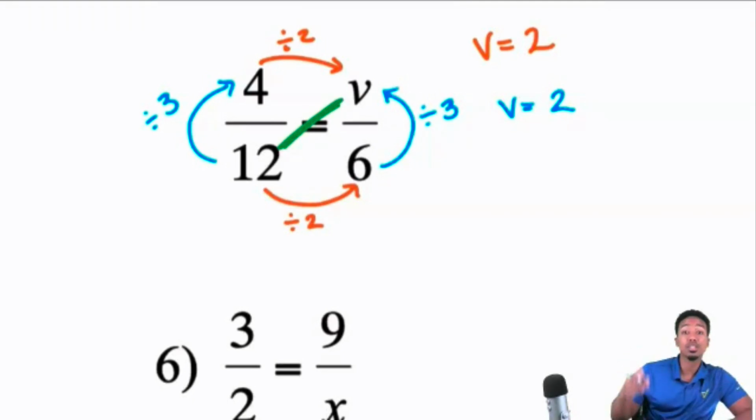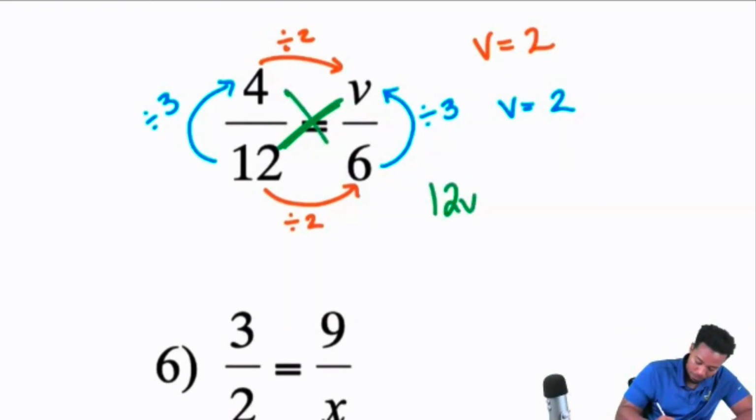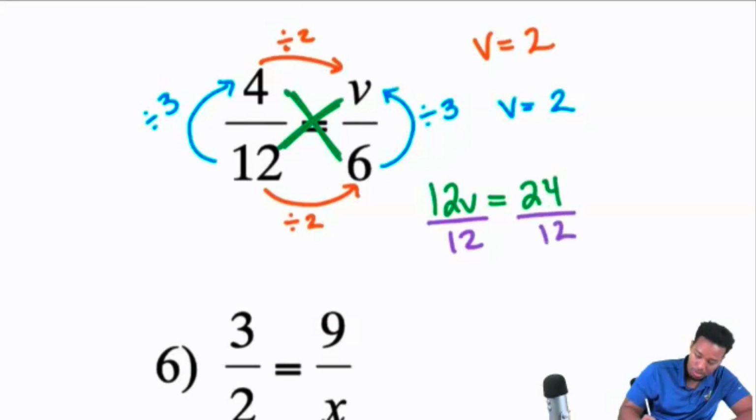12 times V. Hit me, everybody. Participate here. Let's go. 12 times V, 12V. 4 times 6, what's that going to be? I got you, Christian. Raise your hand. I'll call on you in a second. 24, that's correct. So here what we'll do, divide by 12 on both sides. And then that will be 2.